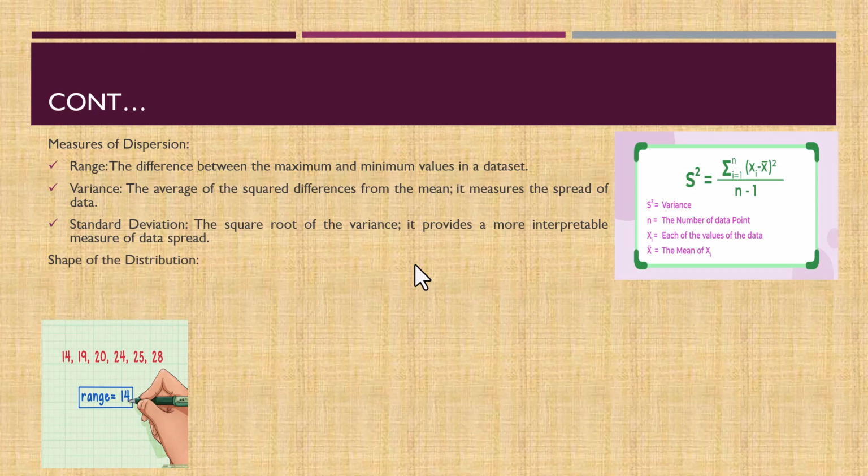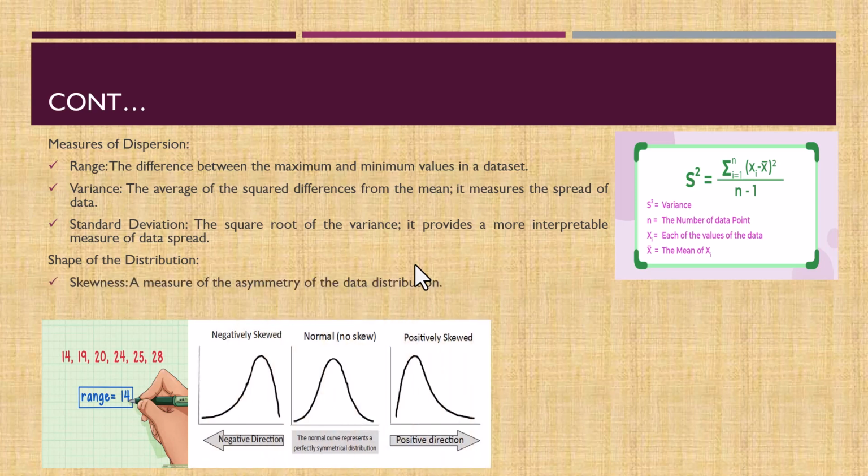Let's look at shape of the distribution as part of descriptive statistics. So we shall look at skewness, and skewness is a measure of the asymmetry of the data distribution. For example, data can be negatively skewed, which implies that the extreme values are on the left-hand side here, and it can be normal where we have no skewness. It can be positively skewed where the extreme values are positive, like they are very big.